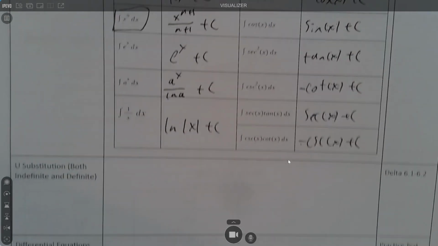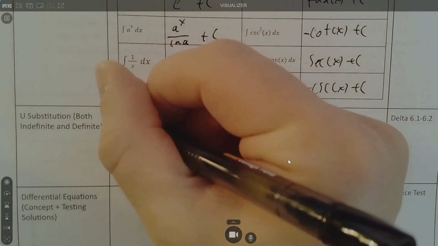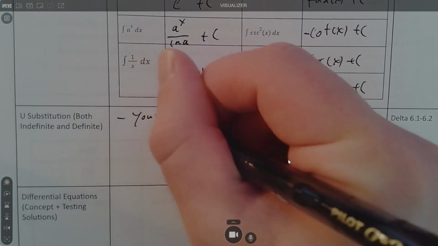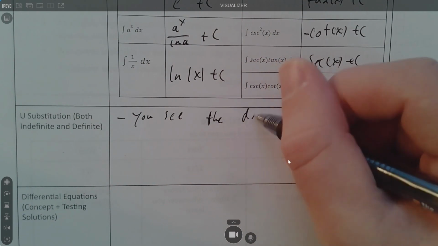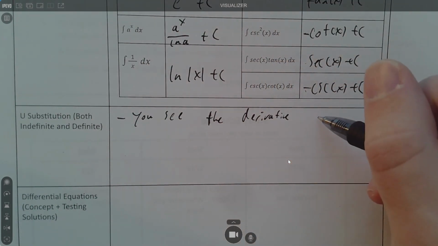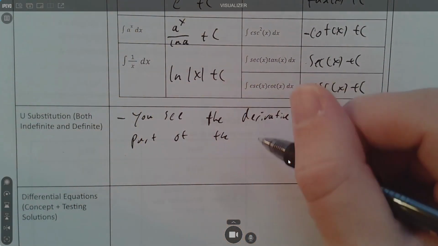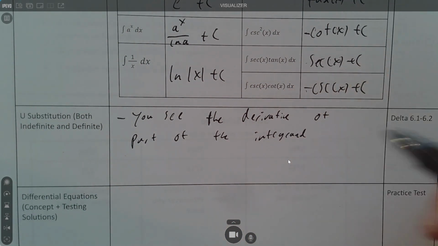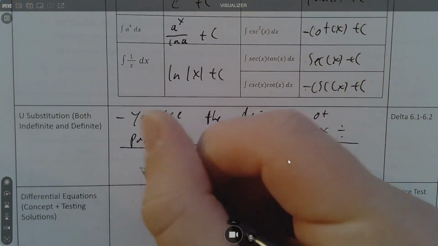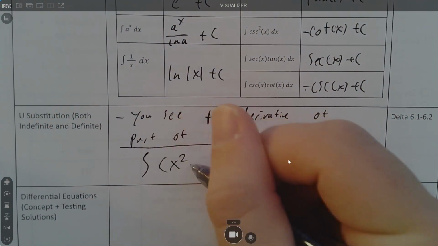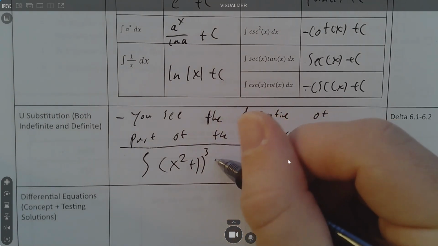Okay. U substitution. So like I said before, you want to do U substitution when you see the derivative of part of the integrand, and then multiply or divide. What I mean by that is I'll use some examples here. For example, what if you had x squared plus 1 to the third, times 2x, right?